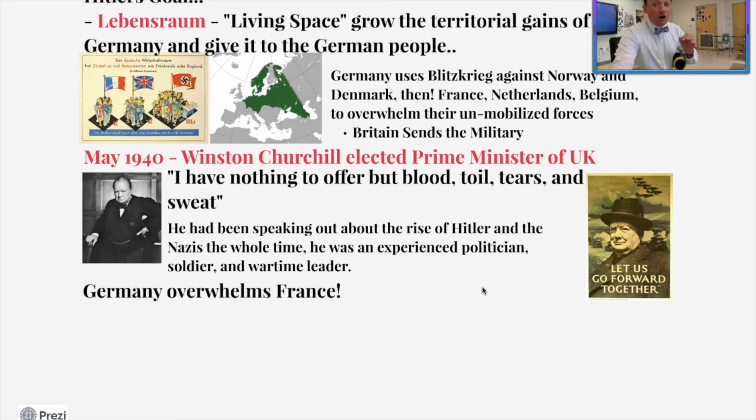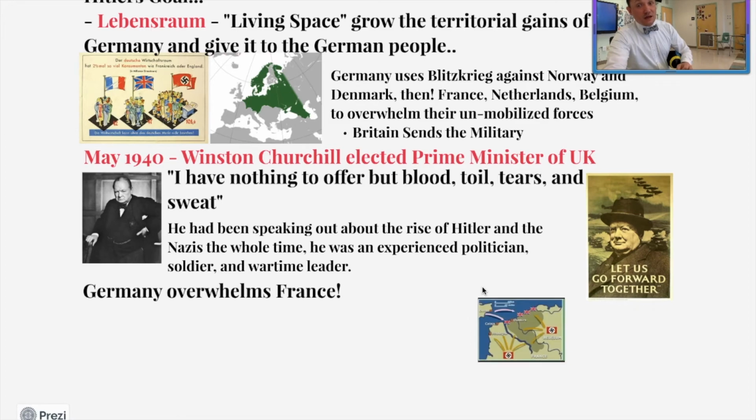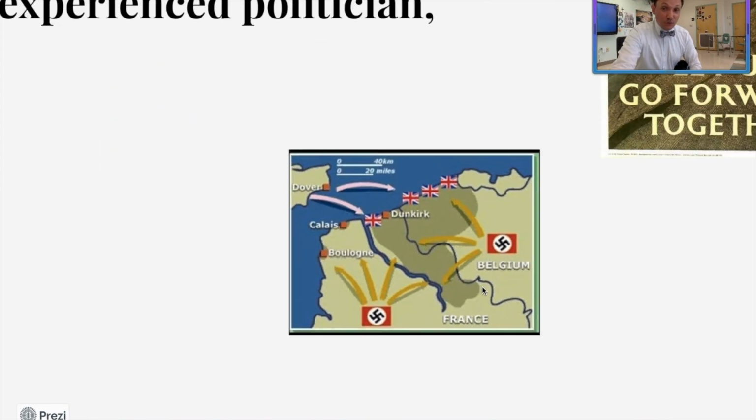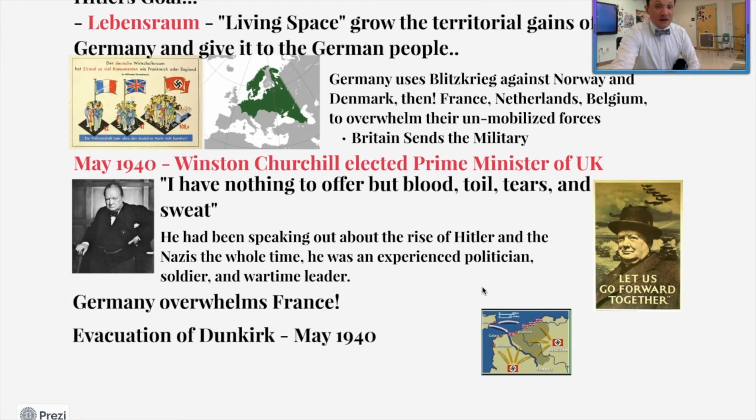So Germany overwhelms France, though, okay? The plan is that the Germans want to do something Schlieffen Plan oriented: knock France out as fast as possible. So they rushed in and they managed to corner an entire British regiment and the entire French regiment behind this thing known as the Maginot Line, which we'll talk about in class, right? They overwhelmed the French forces at the Battle of Dunkirk, and that led to this thing known as the evacuation of Dunkirk.